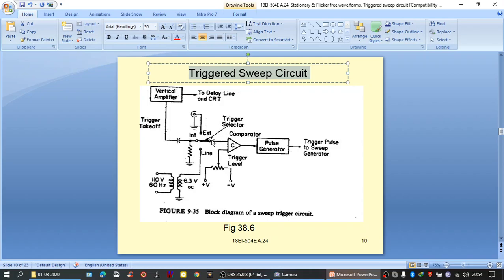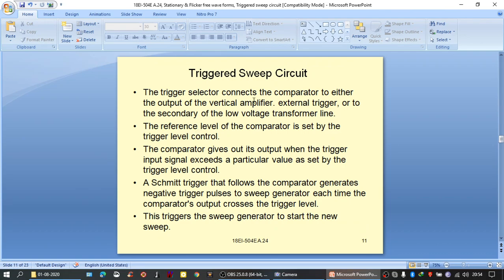Now, depending upon the trigger selector, if it is in external position, we can get an external signal as the trigger input. If it is connected in internal position, the vertical amplifier output is taken as the input to the trigger circuit. If it is in the line position, as I told already, the amplitude-reduced AC mains signal is used as the input to the trigger circuit. The trigger selector connects the comparator to either the output of the vertical amplifier, or to the external trigger, or to the secondary of the low voltage transformer line.